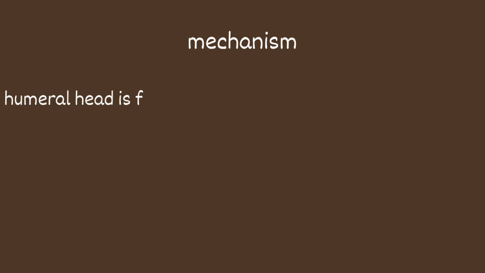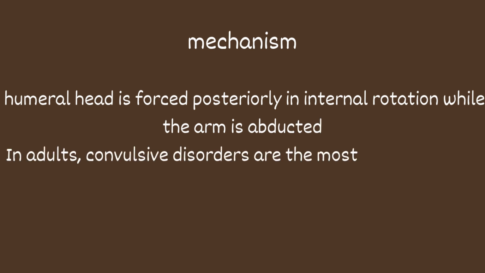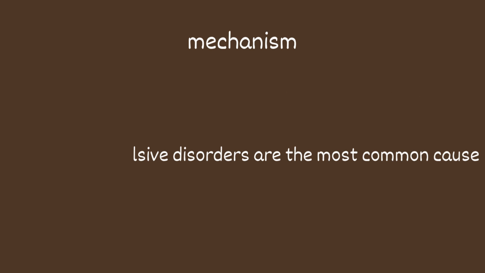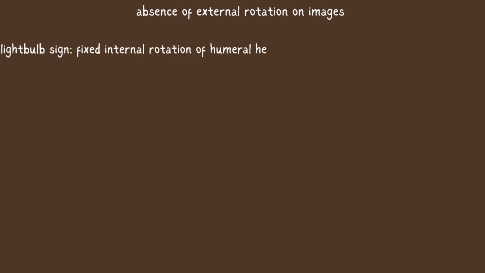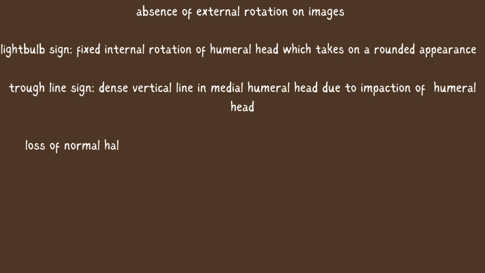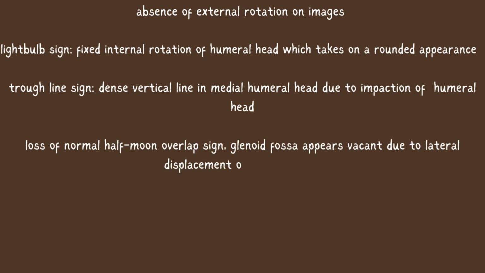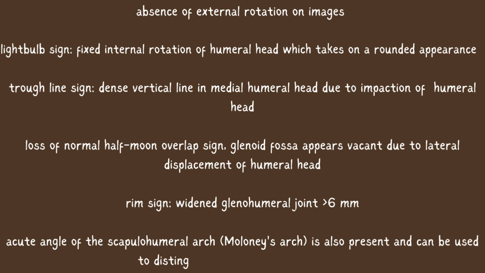What is the mechanism behind the posterior shoulder dislocation? The humeral head is forced posteriorly in internal rotation while the arm is abducted. In adults, convulsive disorders are the most common cause. What will be the findings on the radiographs? Simply the absence of external rotation on the images, light bulb sign, trough line sign, loss of the normal half moon overlap sign, rim sign, and acute angle of the scapulohumeral arch, that is Moloney's arch.